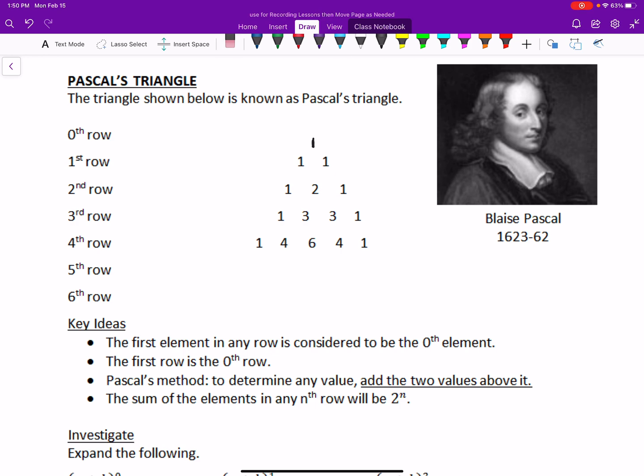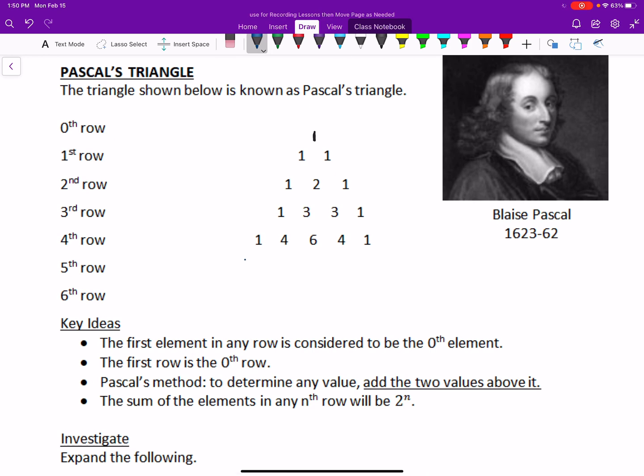So if I wanted to carry on and fill in the next row, it would be 1 on the outside, and then I'd have 1 and 4 gives me 5, and then 4 and 6 gives me 10, 6 and 4 gives me 10 again, 4 and 1 is 5, and 1 on the outside. And then the sixth row, 1 on the outside, 1 and 5 would give me 6, 5 and 10 is 15, 10 and 10 is 20, 10 and 5 is 15, 6 and 1. So we could keep going. There's nothing saying that we have to stop on the 6th row. That's just as far as we've gone right here.